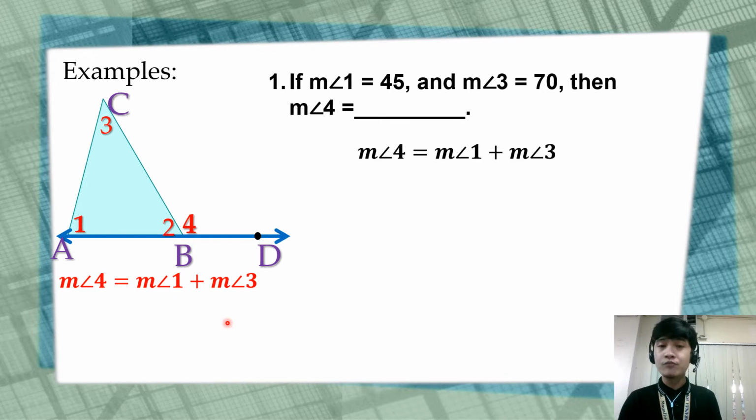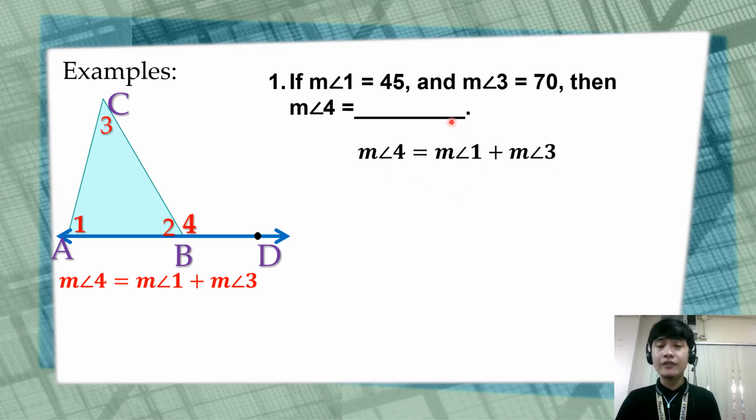So in other words, we have the measurement of angle 4 is equal to the measurement of angle 1 plus the measurement of angle 3. It only means that we are going to use these two angles, specifically the two remote interior angles, to determine the measurement of angle 4. And alam natin na si angle 1 at angle 3, base sa figure na ito, itong dalawang angles na ito ay remote interior angle ni angle 4.